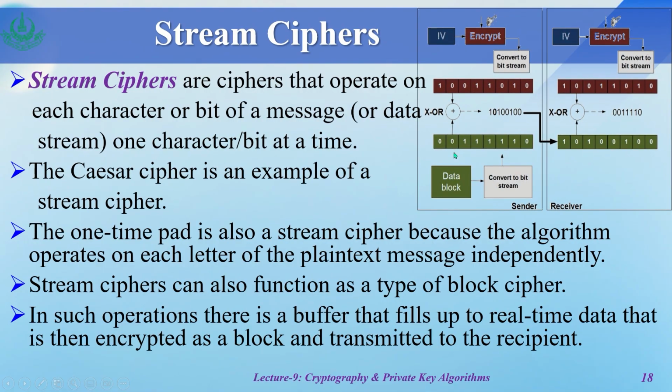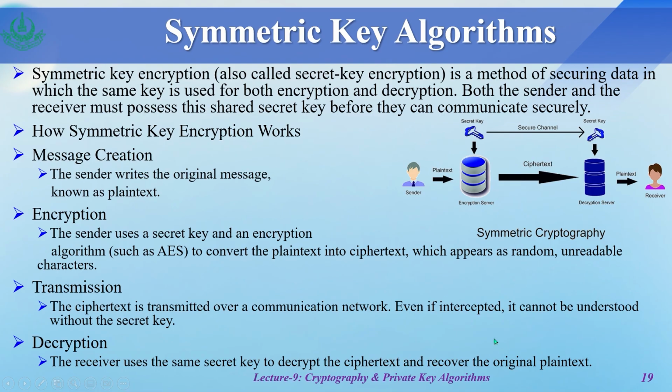Stream ciphers are ciphers which take bits of information and transpose them by using an algorithm and a key. The Caesar cipher is an example of a stream cipher. One time pad is also a stream cipher, because the algorithm operates on each letter of the plain text message independently. Stream ciphers can also function as a type of block cipher. In such operation, there is a buffer that fills up with real-time data, which is then encrypted in blocks and transmitted to the recipient.